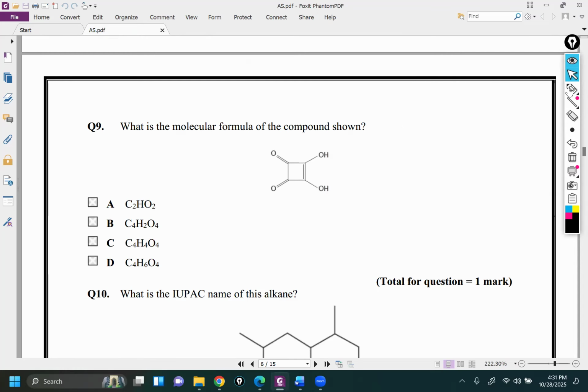Here you have to work out the molecular formula of the compound shown in question number 9. So look here, this is 1, 2, 3, 4. So there are 4 carbons, hydrogen is 1 and 1, 2, and oxygen is 1, 2, 3, 4. Oxygen is 4, so the correct option is option B.